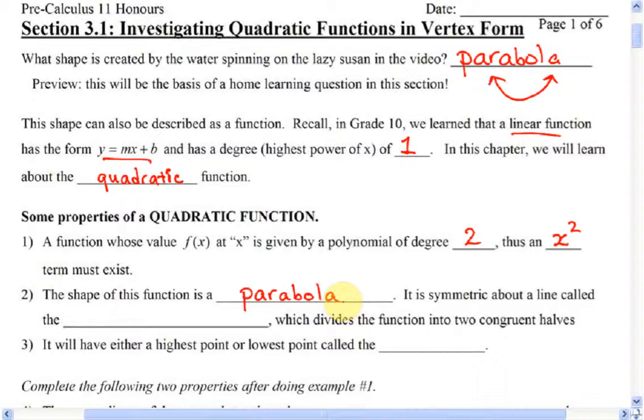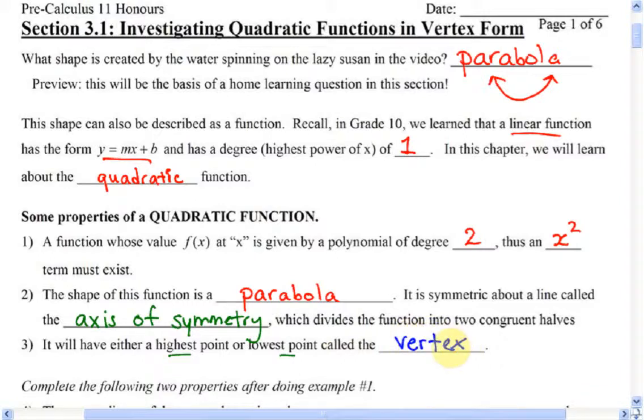The nice thing about a parabola is that it's symmetric. If I were to cut it down the middle, the two sides are the same. We have a special name for that line that cuts it down the middle: it's called the axis of symmetry. Now, with an axis of symmetry and this parabola shape, you will always have either a highest point or a lowest point. We have a special name for that as well, and that's called the vertex.